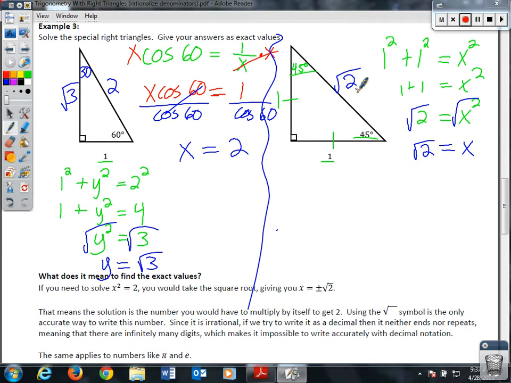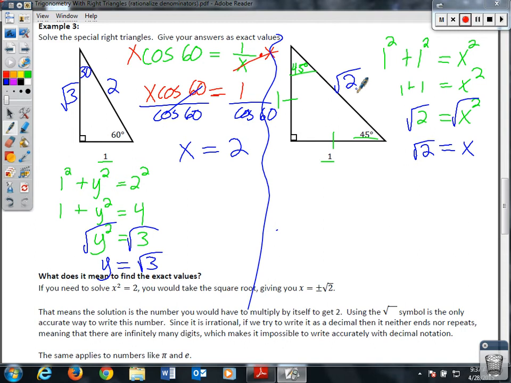So it's actually impossible to write numbers like square root of 2 or square root of 3, or a lot of these things that the sine and cosine and tangent functions give you, as a decimal, because they would extend for infinitely many digits. And so the only accurate way to write them is with the square root symbol.